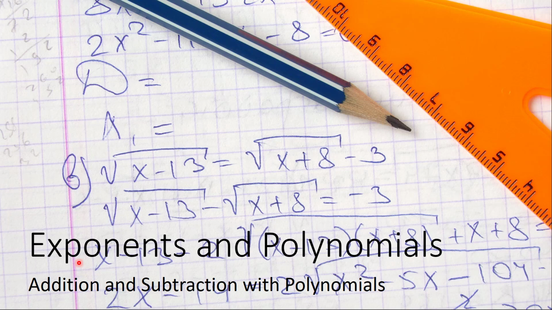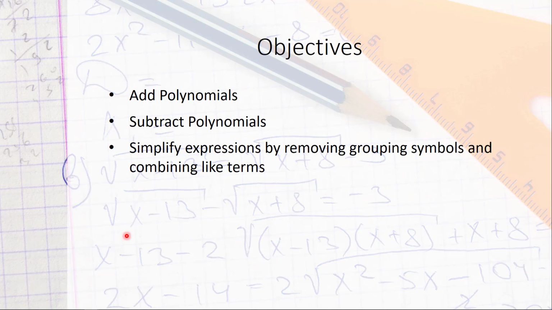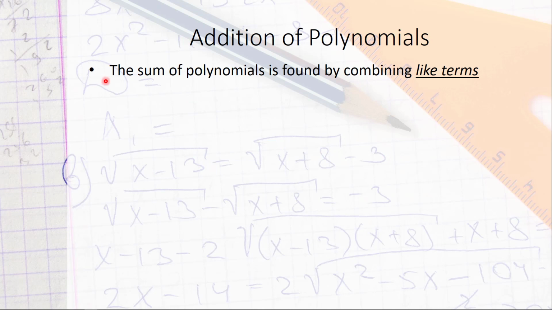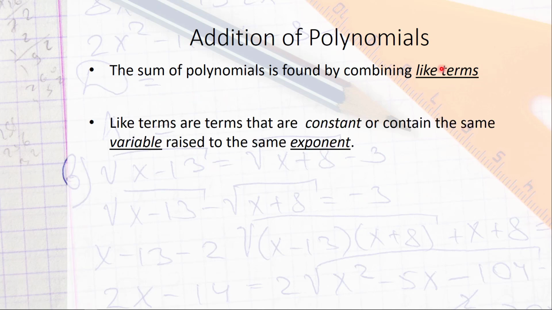Hi everybody, this video covers section 4 of chapter 5, the addition and subtraction of polynomials. In this video we will talk about adding polynomials, subtracting polynomials, and simplifying expressions by removing grouping symbols and combining like terms. Now polynomials are added by finding and combining like terms.